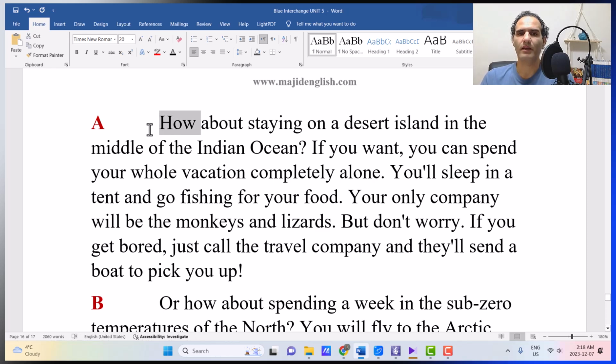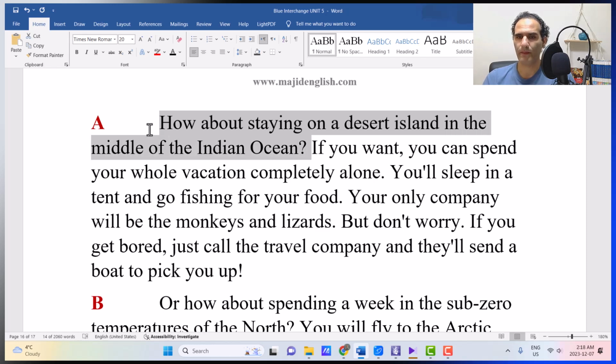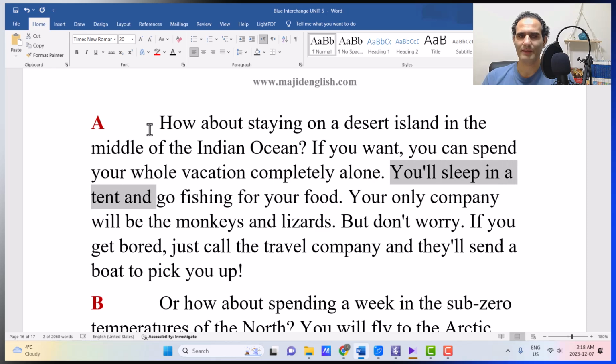Paragraph A. How about staying on a desert island in the middle of the Indian Ocean? If you want, you can spend your whole vacation completely alone. You'll sleep in a tent and go fishing for your food. Your only company will be the monkeys and lizards.